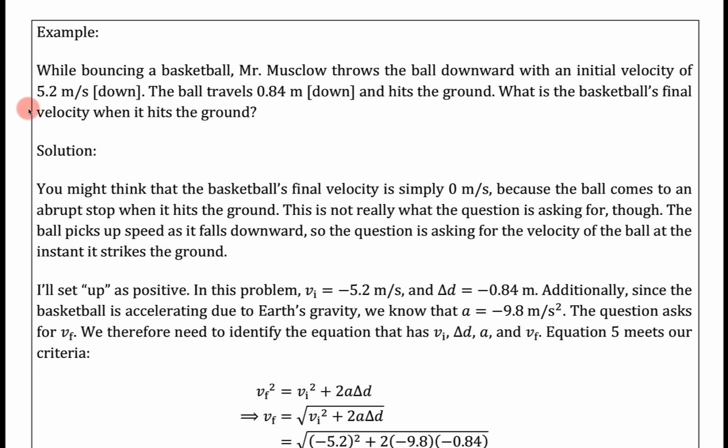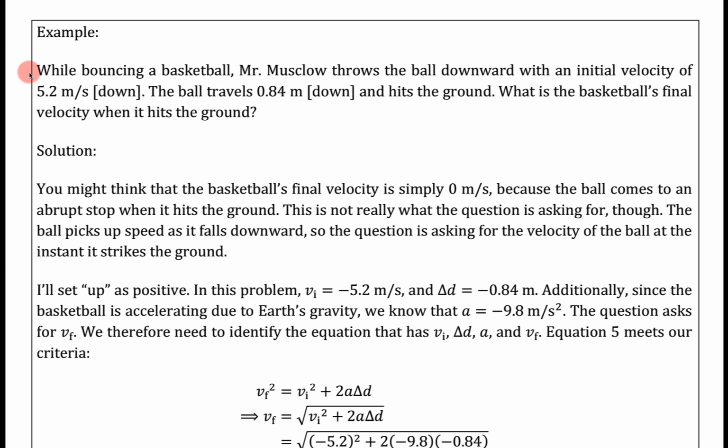So we'll start out with this example. I'll just read it. It says, while bouncing a basketball, Mr. Musklo throws the ball downward with an initial velocity of 5.2 meters per second down. The ball travels 0.84 meters down and hits the ground. What is the basketball's final velocity when it hits the ground?